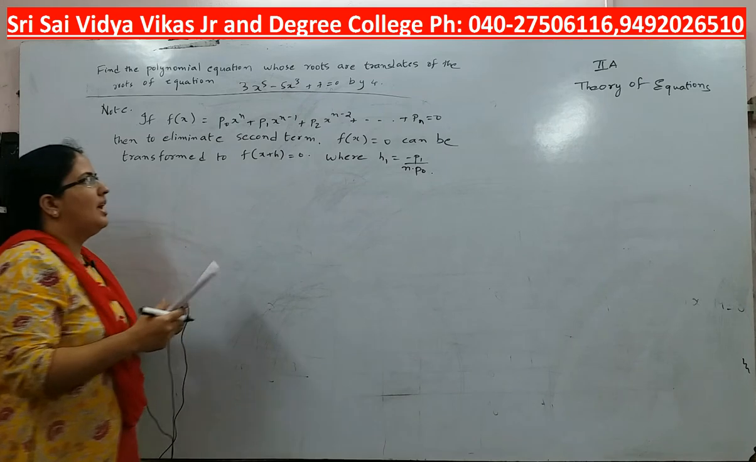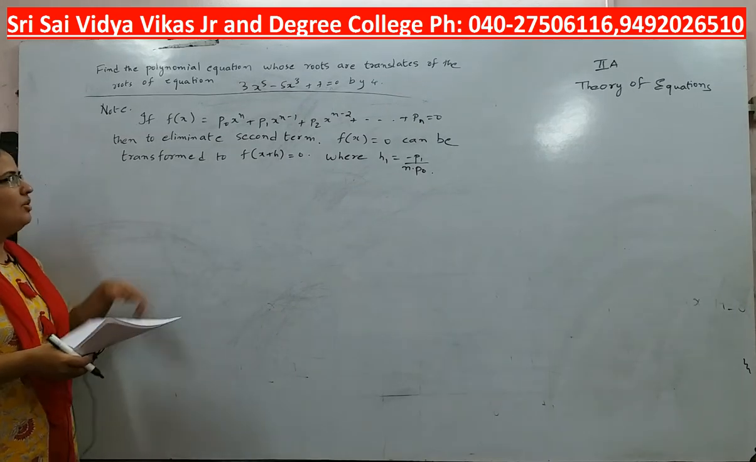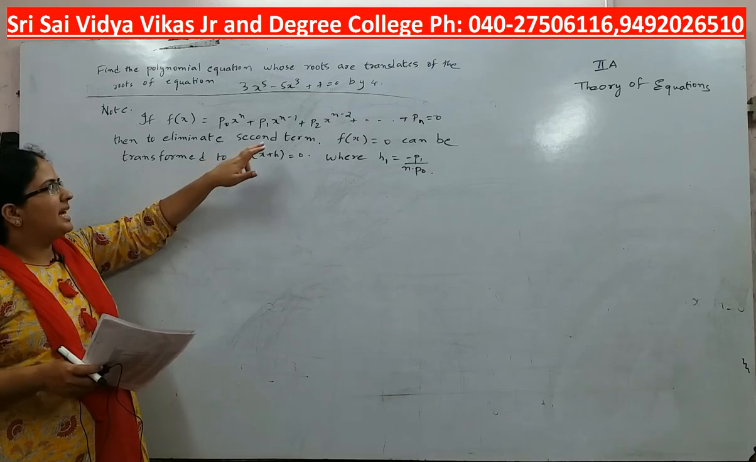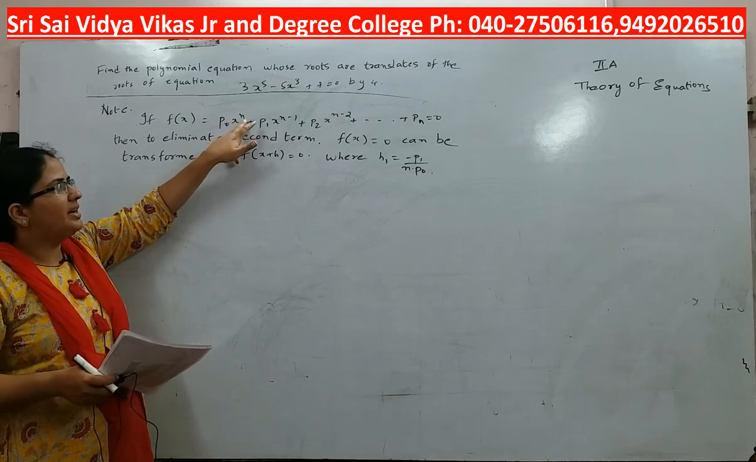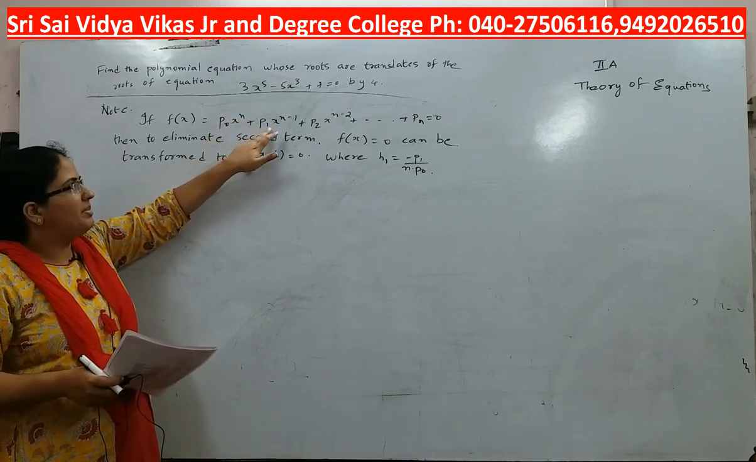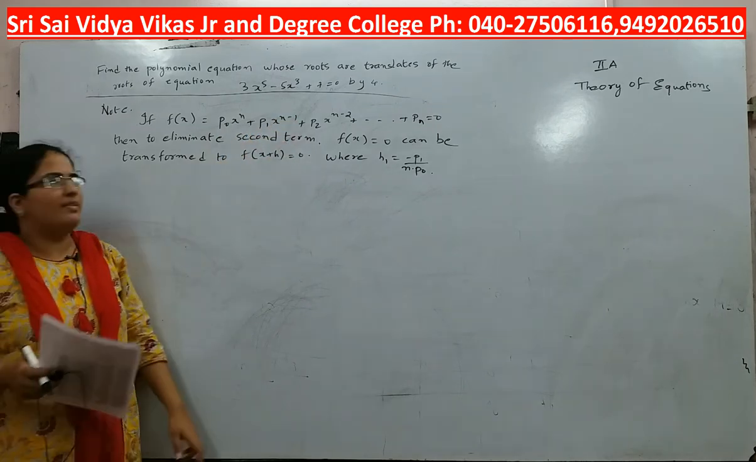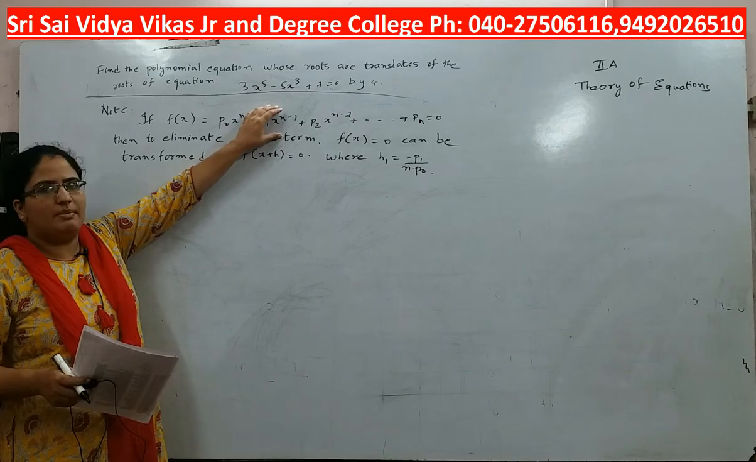Now observe this polynomial equation. You have a polynomial equation like this. You have to diminish the second highest term. First highest term is x power n. Second highest term is p1 x power n minus 1. Now you have to find a new equation in which the second term must be missing.